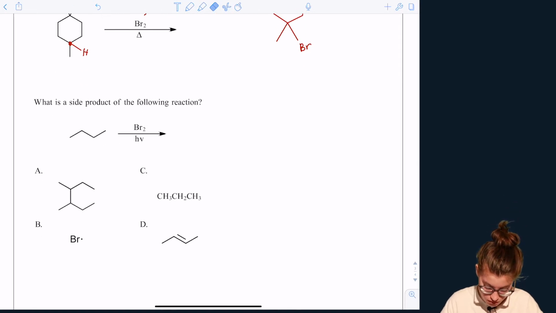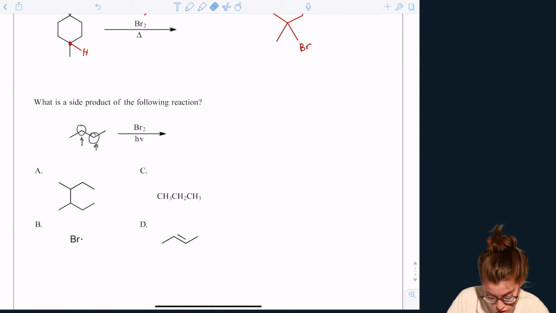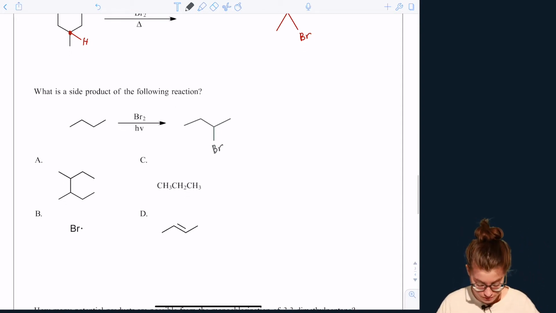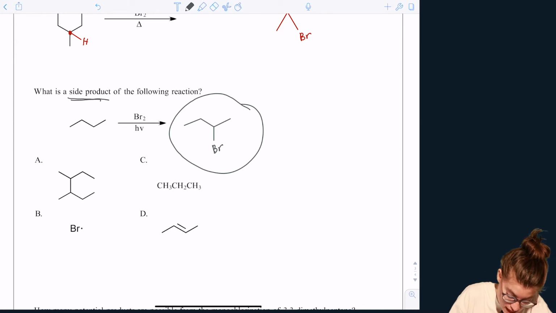What is a side product of the following reaction? So here I know, okay, I've got my alkane, I've got light and Br2. So this is a radical halogenation reaction. And the most substituted position is the secondary positions here and here, right? And they're actually identical, so it doesn't matter which one I choose. So my product for this will look like this, where I have a bromine on one of those carbons. And it doesn't matter which one because they're identical. But this is the desired product. But that's not what the question asked for. The question asked for the side product.